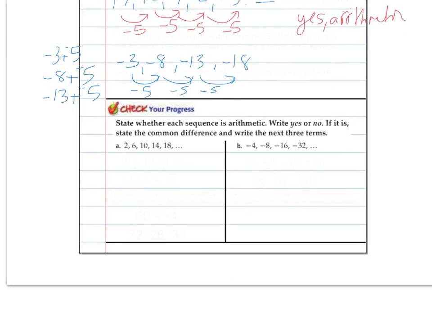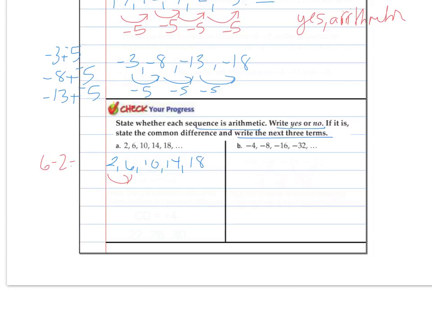So why don't you give these two a try and then come back and check in with me. So again, determining first if it is a sequence and write yes or no for that. And then if it is, find the next 3 terms. So 2, 6, 10, 14, 18.